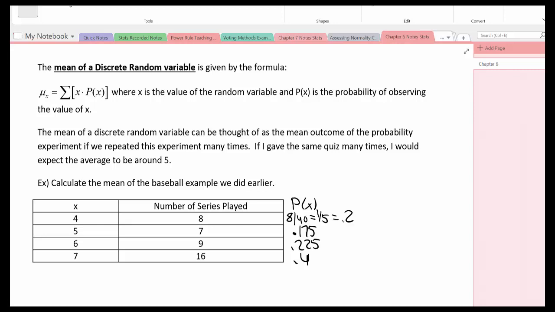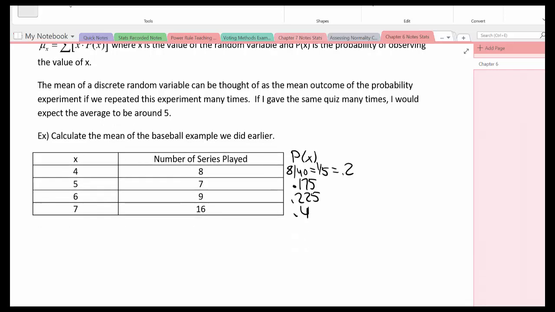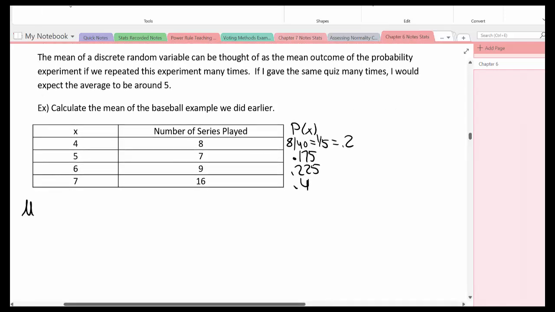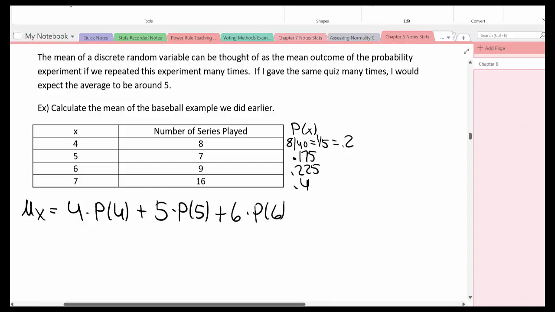Okay, so let's calculate the mean of the baseball example that we did earlier. Remember, I put all the probabilities on the side here. So how am I going to set this up? Well, the mean here is going to be 4 times the probability 4 will occur, plus 5 times the probability 5 will occur, plus 6 times the probability 6 will occur, plus 7 times the probability 7 will occur.